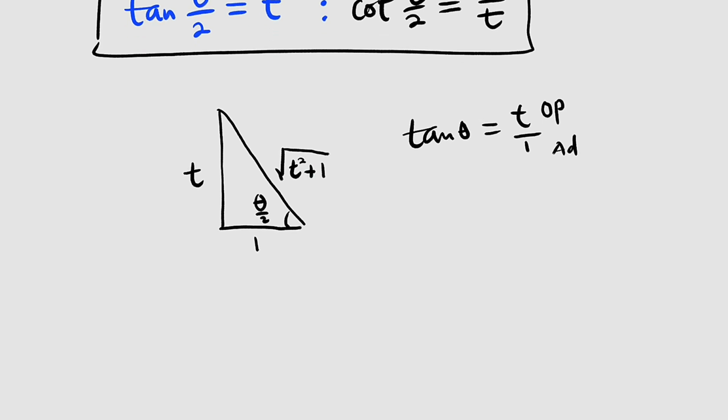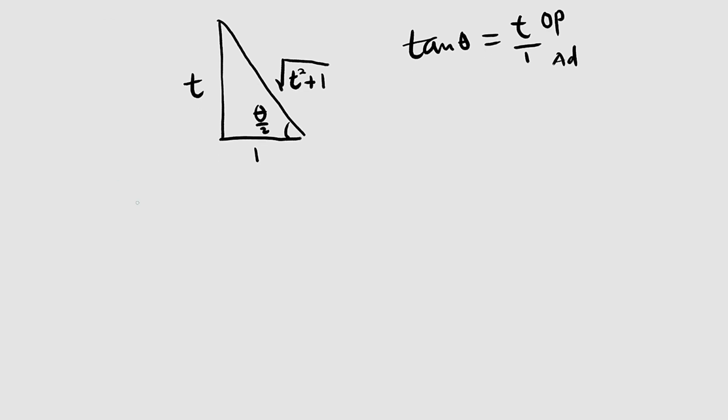All right, so from here we can derive sine and cosine. So let me start with sine. Sine of theta divided by 2. Remember, it is opposite divided by hypotenuse. The opposite is t and the hypotenuse is square root of t squared plus 1. So we have t divided by square root of t squared plus 1. So this is sine theta divided by 2.